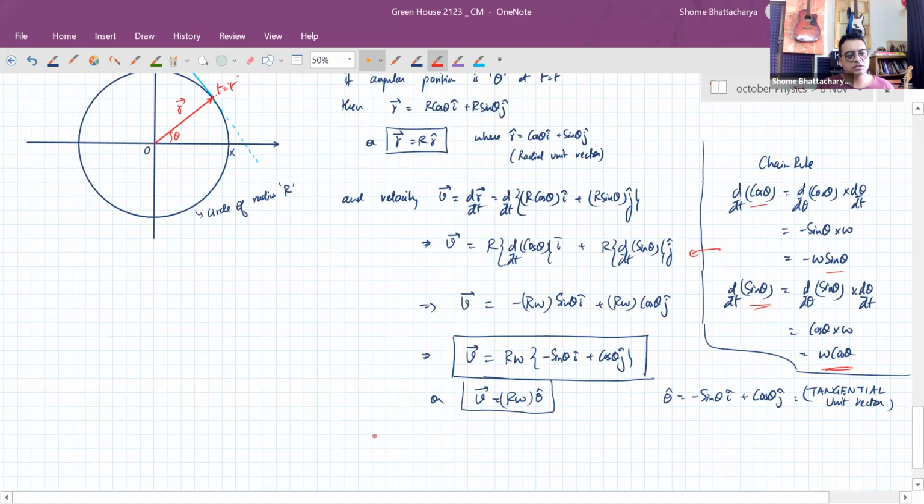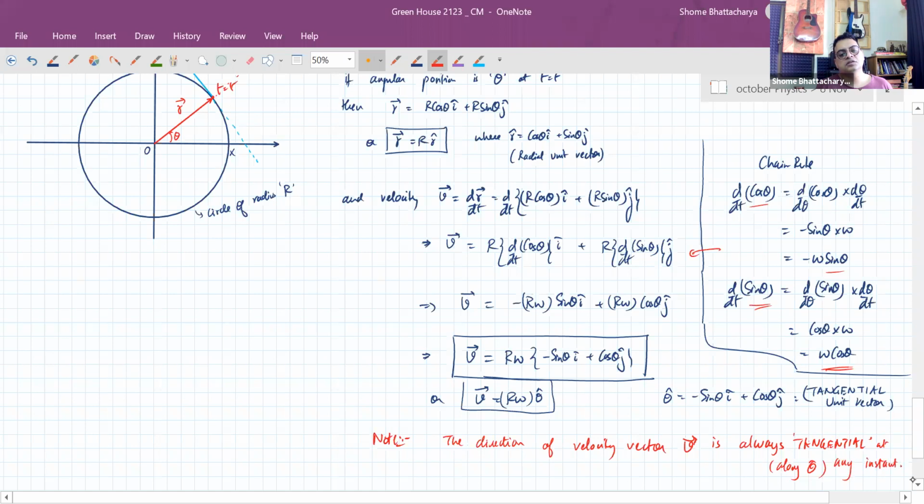So this tells us this important aspect over here, that the direction of the velocity vector is always tangential. That is, it is along the tangential unit vector theta cap at any instant during the circular motion.